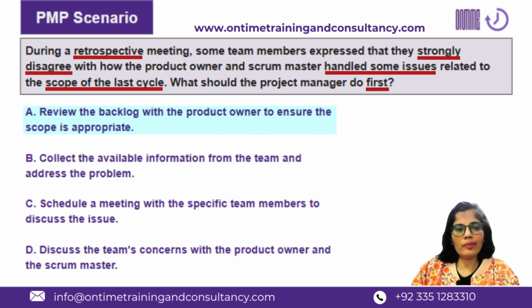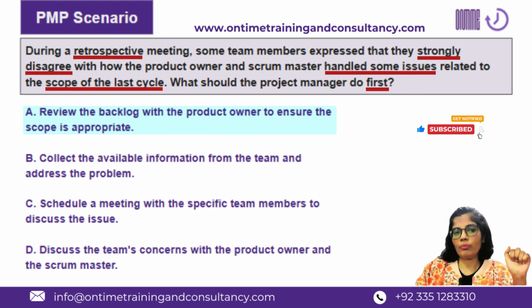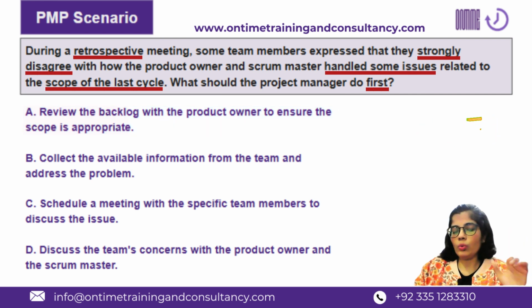Of course, the situation is related to the scope of the last cycle, but for sure, at some point, you are going to sit with the product owner and you are going to prioritize, groom, and refine the product backlog as well, but not as a first step. This is not the first thing to do. The first thing to do is to bring everybody on the same page, right? So A is out.